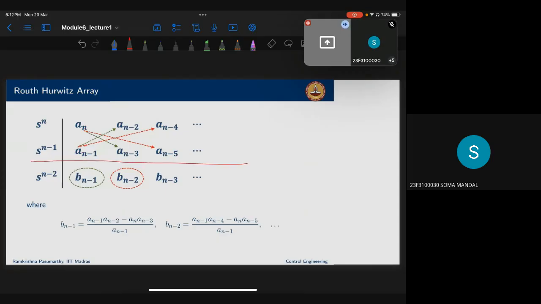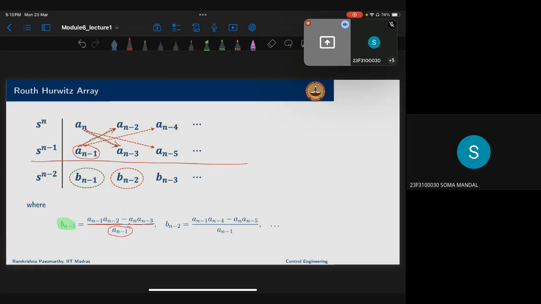Next, you can see this bn minus 1. How do we find it? For bn minus 1, we will multiply this an minus 1 with an minus 2, minus this term, an with an minus 3, divided by this an minus 1. Can you see these arrows? That is how we will find bn minus 1.